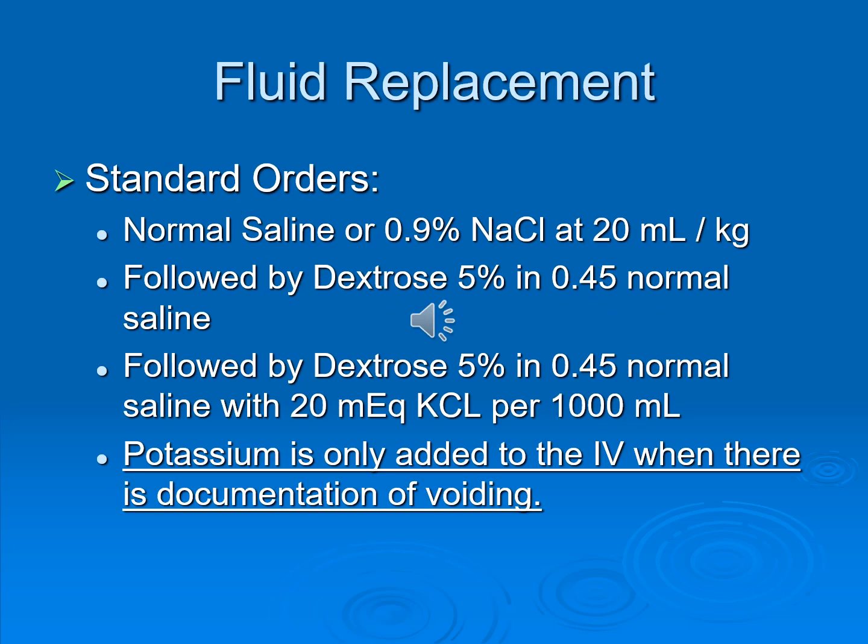With fluid replacement, you have some standard orders listed here. You've got that normal saline or that 0.9% at 20 mils per kilogram. Generally, that's followed by dextrose 5% in 0.45 normal saline, followed by dextrose 5% in 0.45 normal saline with 20 milliequivalents of potassium per 100 mils. Potassium is only added to the IV when there is documentation of voiding. That's very, very important for you to remember.